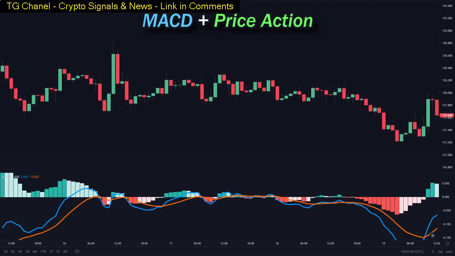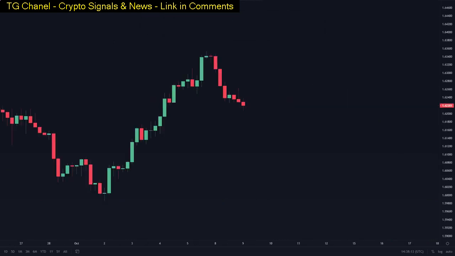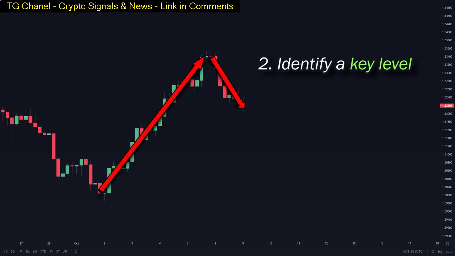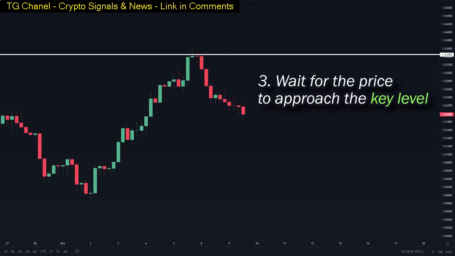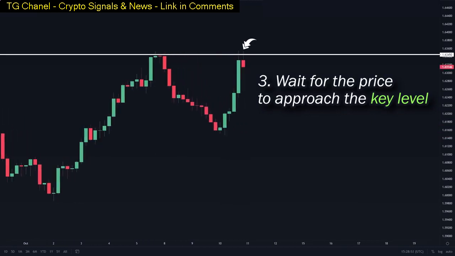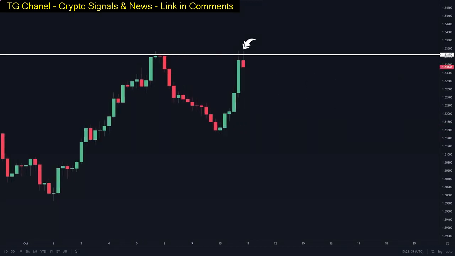So here's how the strategy works. The first step is we need to choose a time frame. In this case, I'm using the 4-hour time frame. Now the next thing you need to do is identify a key level within this time frame. So as you can see, the price went up, hit and reverses downwards. And so we can draw a resistance line up here. The next step is you want to wait for the price to approach the same key level once again. Now once this happens, we are expecting the price to reverse downwards.